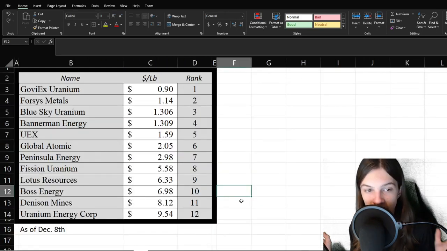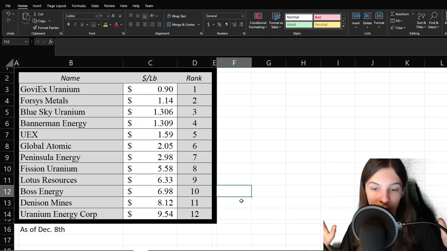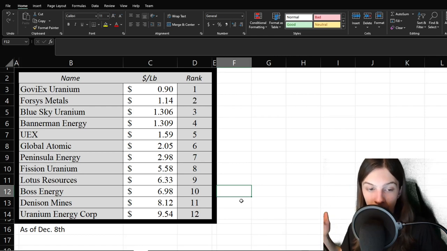So, looking at price per pound here, we see GoviEx. Really, none of these places have changed all too much. They're mainly in about the same ranking as they were last time. We see GoviEx Uranium here, first place at 90 cents. Forsys Metals at $1.14. Blue Sky Uranium, very good here, $1.30 for being the new kid on the block, just barely beating out Bannerman Energy at $1.30 per share as well. Then we see UEX at $1.59 per share, Global Atomic at $2.05 per share, Peninsula Energy at just about $3 per share. After that, it gets pretty bad with Fission Uranium at $5.60, $6.30 for Lotus Resources, $7 for Boss Energy, $8.12 for Denison, and $9.54 for UEC.